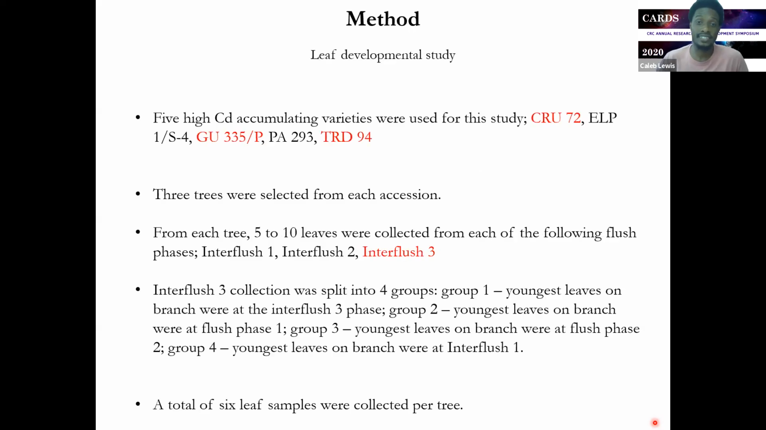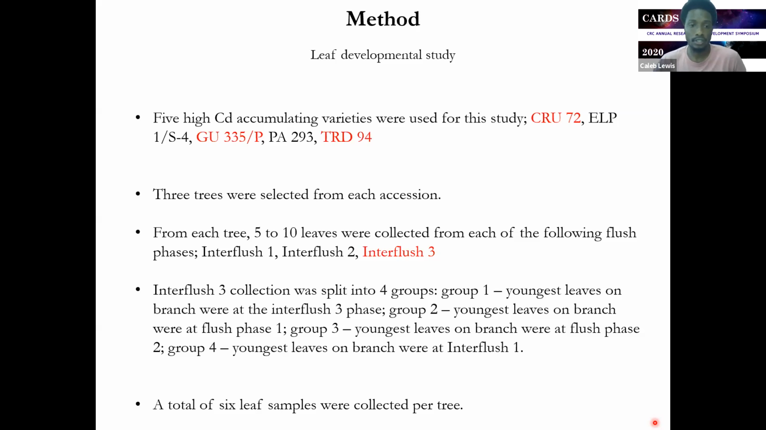So the first study is the leaf development study. I used 5 high cadmium accumulating varieties: CRU72, ELP1S4, GU335P, PA293, and TRD94. The 3 accessions highlighted in red, CRU72, GU335P, and TRD94, are the ones I'll be focusing on for this part of the presentation, because due to COVID-19 and the restrictions, we weren't able to get all of the analysis done in time. So I'll be focusing on the 3 that I have the data for.